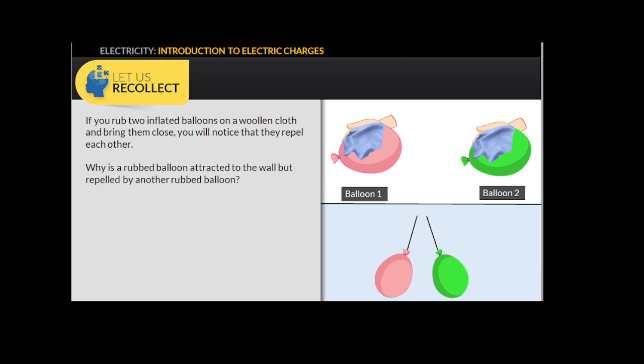One more. If we rub two inflated balloons on a woolen cloth and then bring them close to each other, we'll see that they repel each other. They will go far away from each other. In the above activities, we have seen some kind of attraction, but in this activity, we are seeing repulsion between the two balloons. So, let's find out the reason behind this attraction and this repulsion.